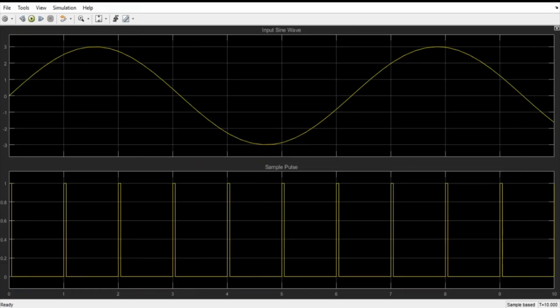This is the result obtained from scope 1. You can see here, this is the input sine wave generated from the sine block. And then this is the sample pulse generated from the pulse generator. We have set the pulse amplitude to 1, and the period is 1 second for every pulse.